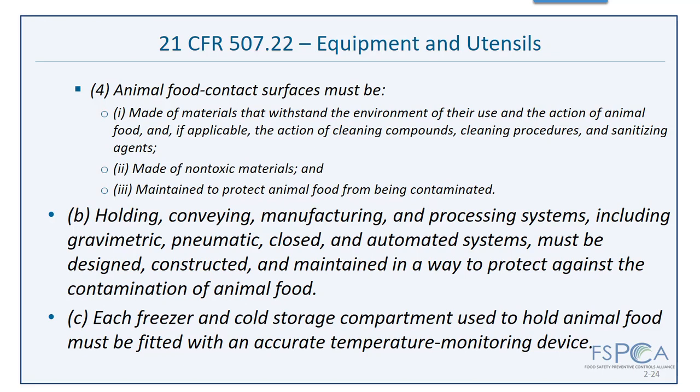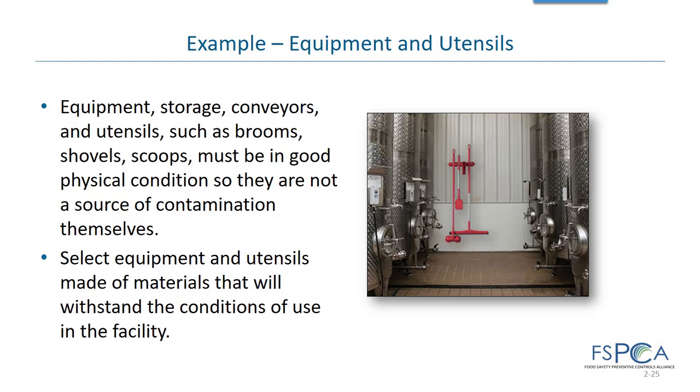Each freezer and cold storage compartment used to hold animal food must be fitted with an accurate temperature monitoring device. So that's kind of a unique statement for this GMP section. We haven't seen many specific things required, especially when it comes to our equipment. But because freezers and cold storage are so critical for minimizing the growth of microorganisms and the production of toxins, the rule specifically included this to make sure that they are actually being monitored to stay at that temperature. So if you have a freezer, make sure you've got a thermometer on it.